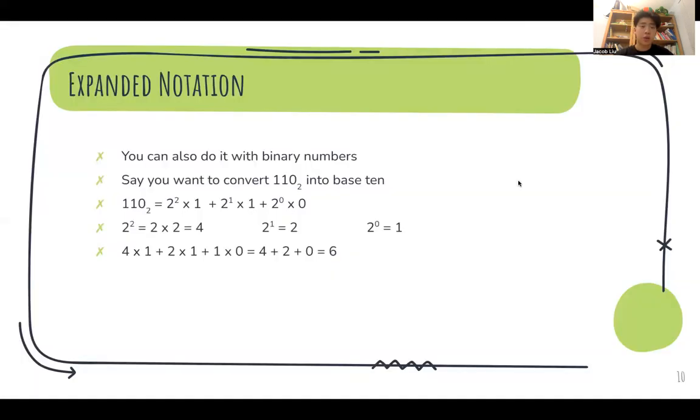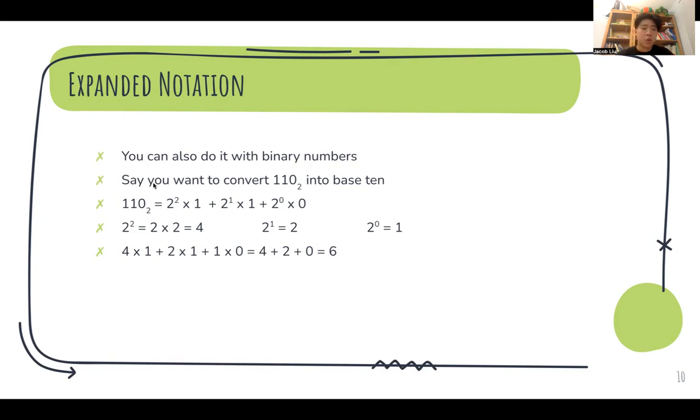All right. So you can also use expanded notation for binary numbers. Say you wanted to convert this binary number, 110, into base 10. So something you may notice is this little 2 on the bottom of the number. That represents the base that it is in, right? So this is 110 in binary, not to be confused with 110 in base 10. So this just ensures that you know what base you're working in.